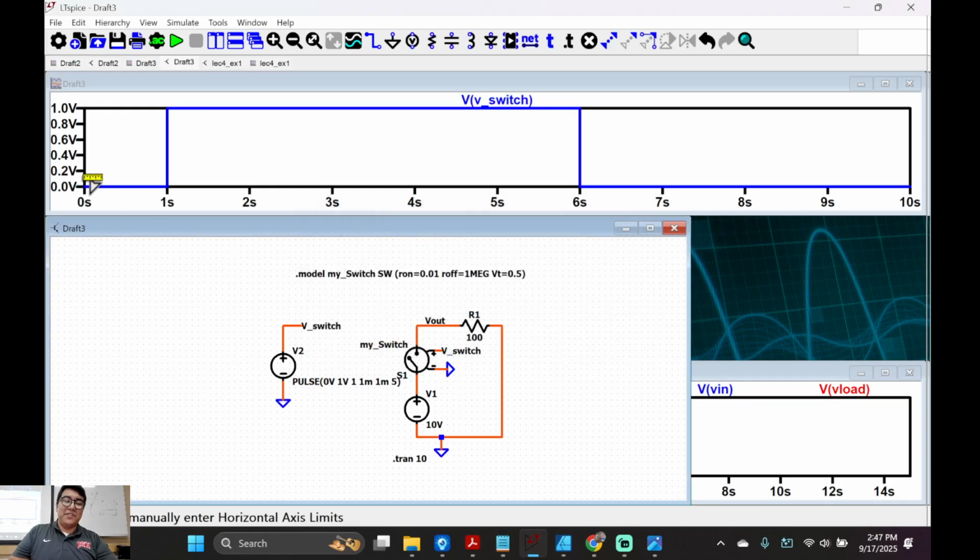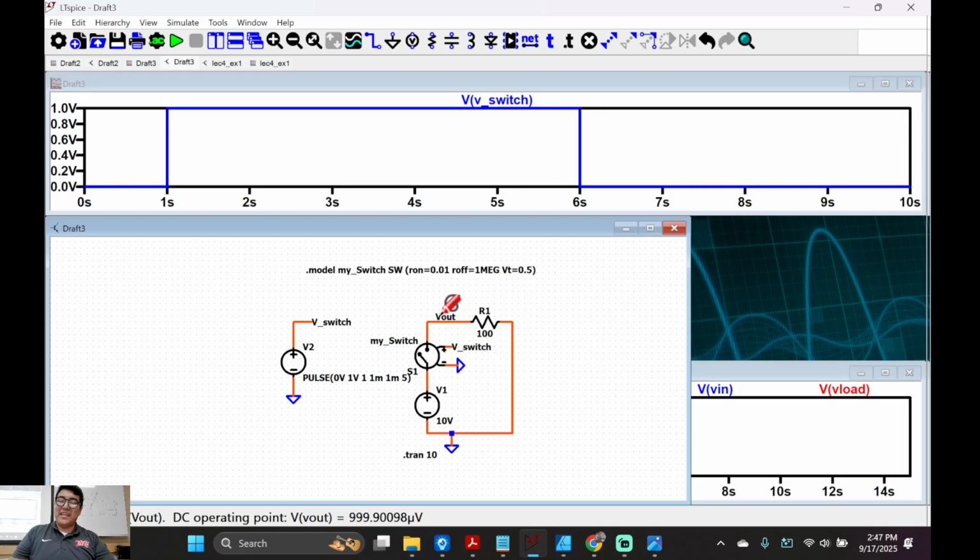So we just waited from 0 to 1 second, right? We're going on, right? Now it's on, right? Does that make sense? And then we're on for 5 seconds. So we're going from 1, 2, 3, 4, 5, 6, right? 5 seconds. And then we turn off.